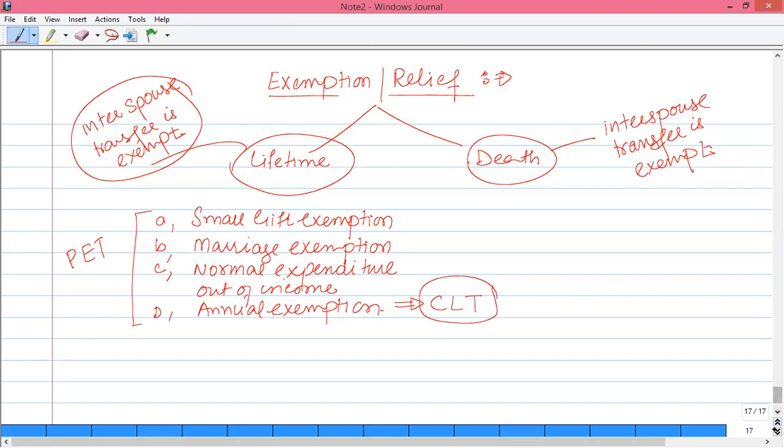Now let's discuss these exemptions in detail. So first of all, the small gift exemption.